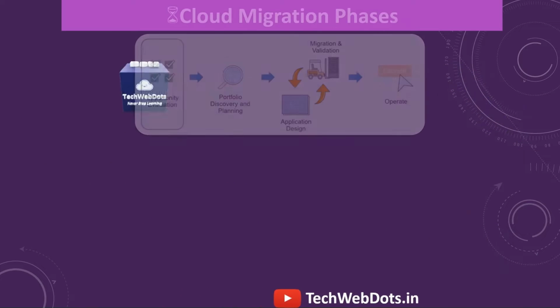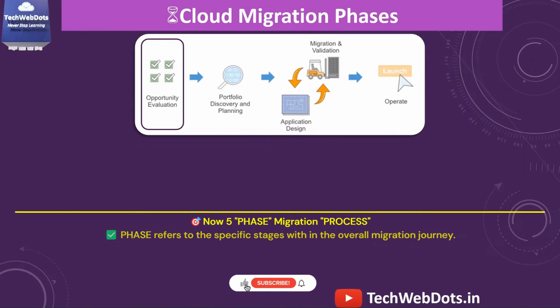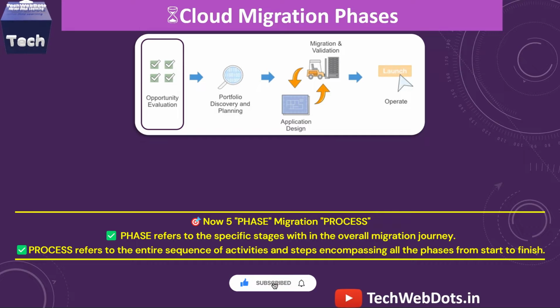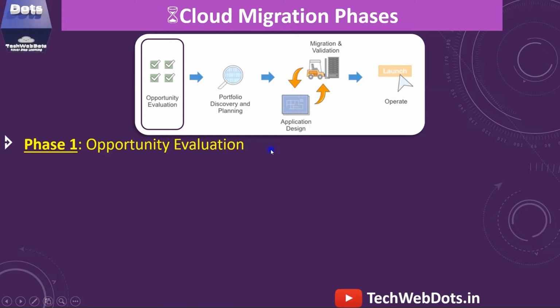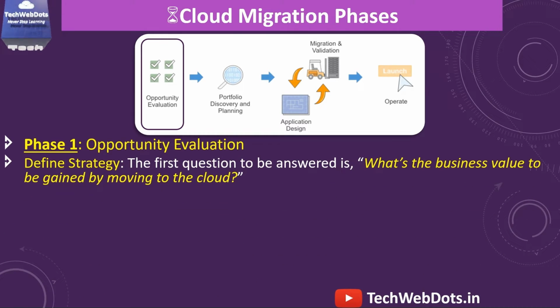Okay, let's move next. So what are the phases of cloud migration? As you can see in this picture, there are 5 phases: opportunity evaluation, portfolio discovery, application design, migrating and validation, and then the final one, operate and launch. Okay, so let's discuss these phases quickly. So the first one is opportunity evaluation, and in this we define a strategy, right?